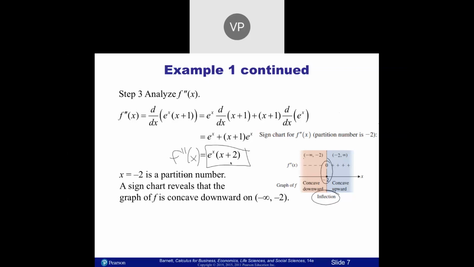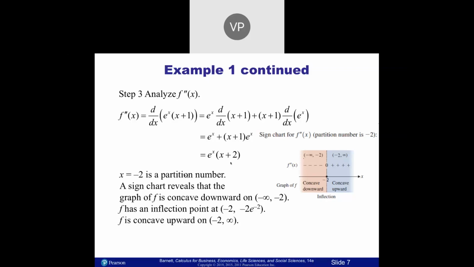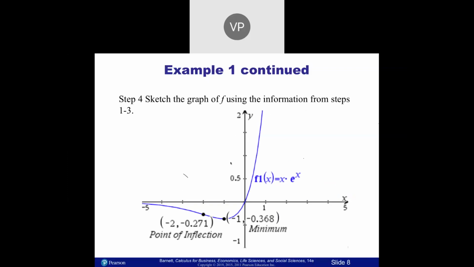So you need to go plug in that -2 once again back in your original function, and that's where you get -2 comma -2e to the -2. That's your inflection point. So it's concave up on the right, concave down on the left, and then now we put all this together. All right, so kind of look at what we have here. There's a lot that they didn't really explain, but this is how we got it.